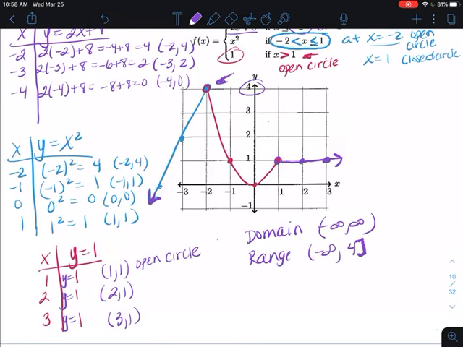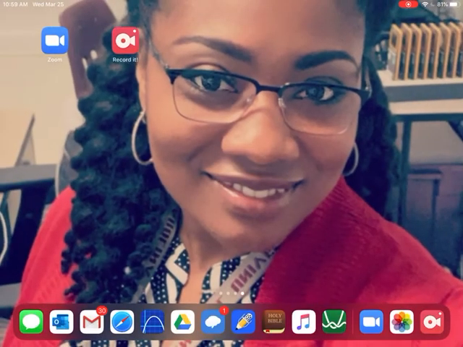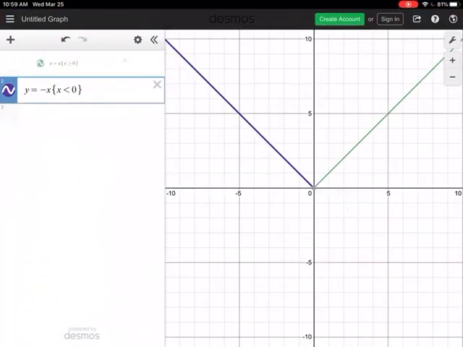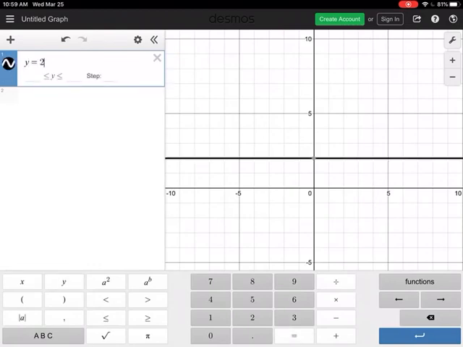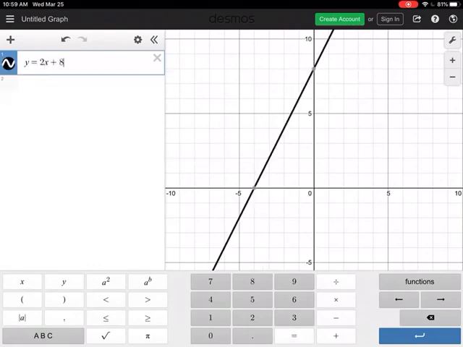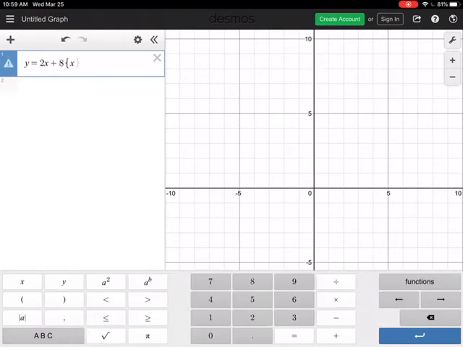I'm going to show you how this graph looks in Desmos. So 2x plus 8 less than or equal to negative 2. So let's see. The first one is y equals 2x plus 8. I think it's x is less than or equal to negative 2.